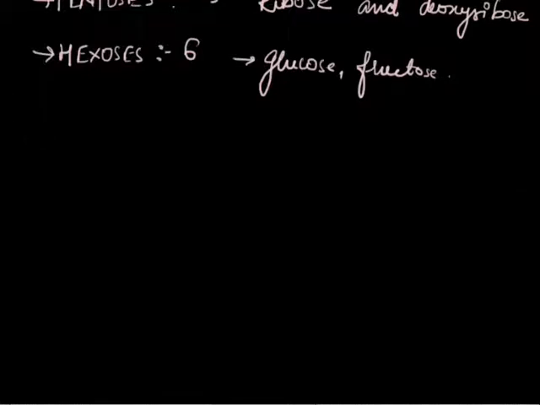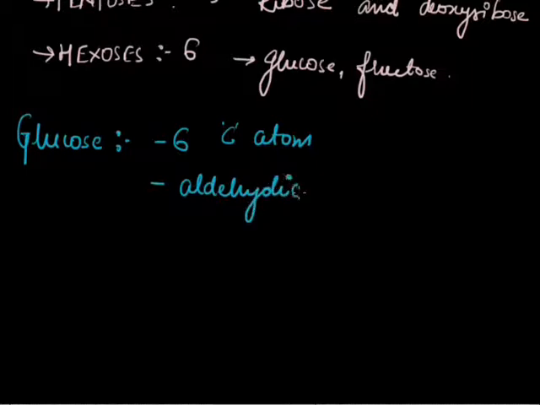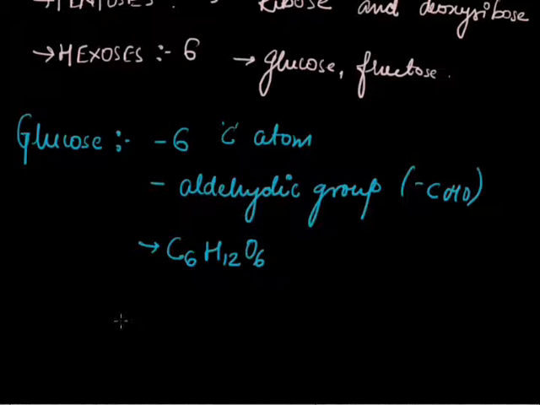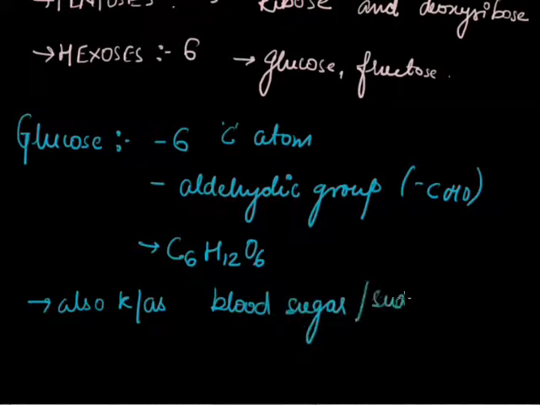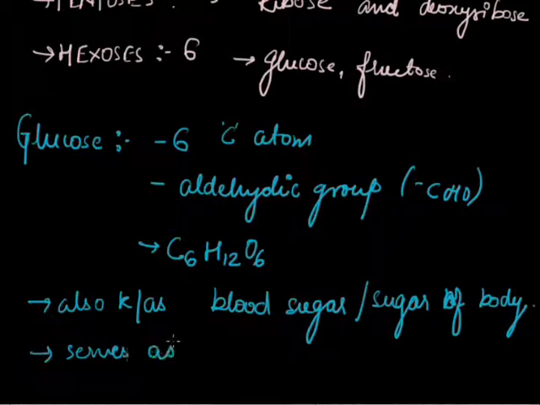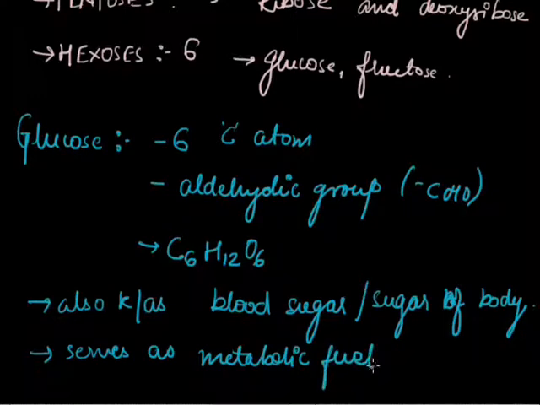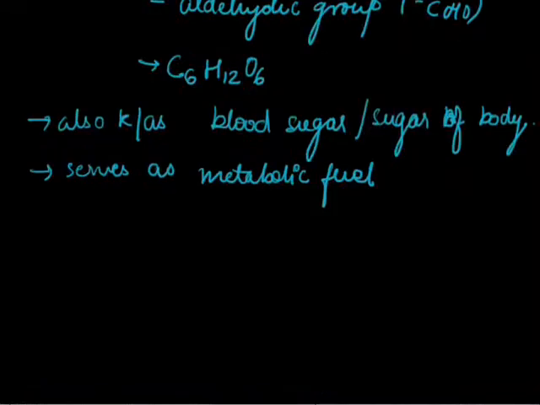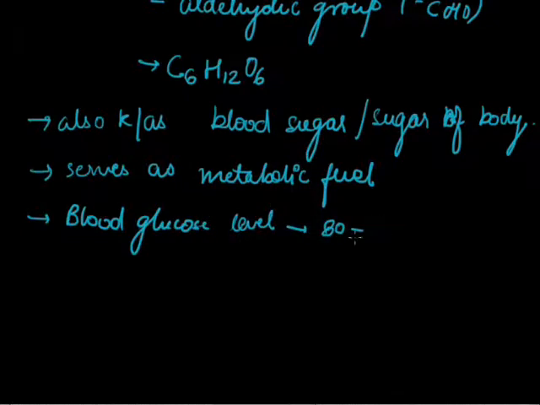Now discussing the specific molecule of monosaccharide, first of all we shall start with glucose. We all know that it's a hexose, that means a molecule consists of 6 carbon atoms. Chemically, it contains an aldehydic group. Its formula is C6H12O6. It is also known as blood sugar of the body. It serves as metabolic fuel. The normal blood glucose level should be 80 to 120 milligram per 100 ml.